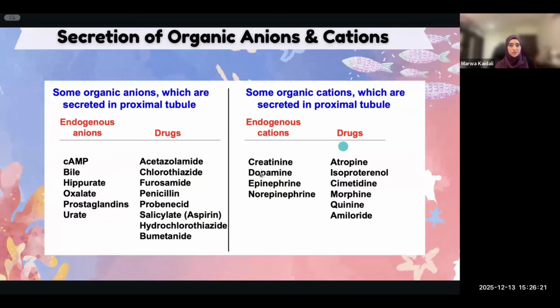Again, you do not need to know these names. The toxic metabolites are also called organic cations and organic anions. So that's it for this part.